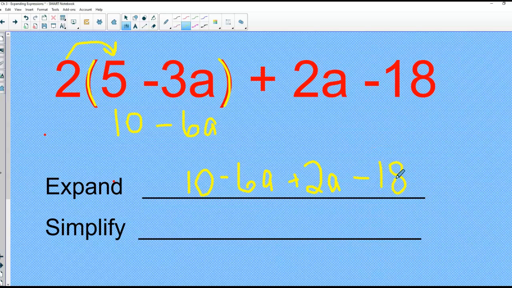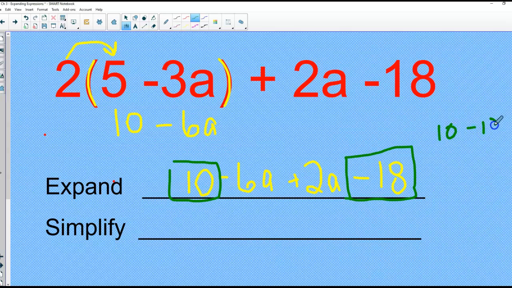Okay, and now it just becomes a combining like terms problem. That's all. So let's find our like terms. Well, here's my constant of 10, and here's a constant, again, you're including the sign to the left, of negative 18. So minus 18. So 10 minus 18, subtraction problem, leave change opposite, you would get negative 8.